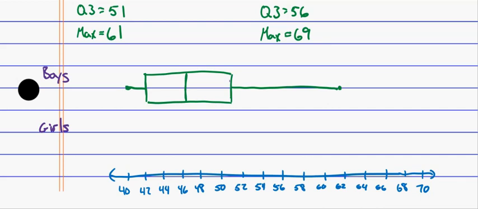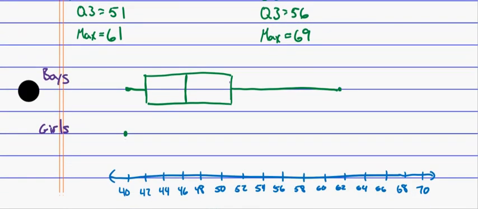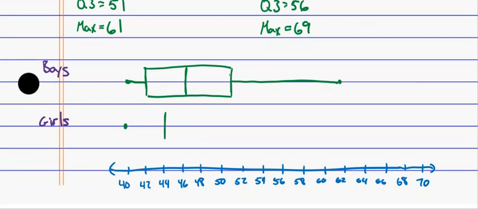And then I have to do the same thing with the girls here. So let's see, their minimum was 40. Their first quartile was a 44. And then a 51.